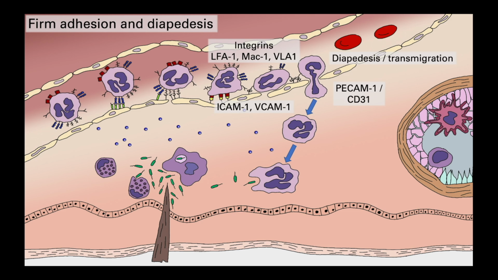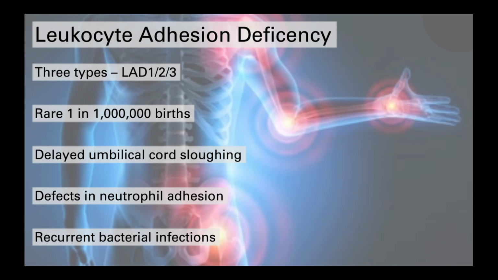To highlight just how important this process is, we can look at a condition called leukocyte adhesion deficiency, or LAD. LAD was first recognised as a pathology in the 1970s, and 3 types have been identified, which are imaginatively named LAD 1, 2, and 3. It is quite a rare genetic disorder that occurs in approximately 1 in a million births, and there is no racial or ethnic predilection. The hallmarks of this deficiency are delayed sloughing of the umbilical cord and recurrent bacterial infections during infancy, which is underpinned by defects in the neutrophil adhesion stage of extravasation.